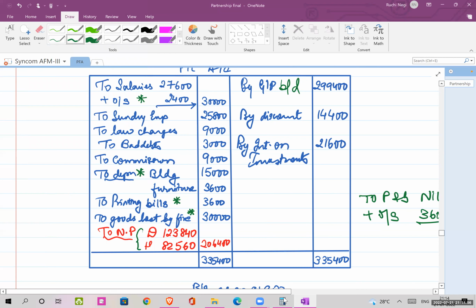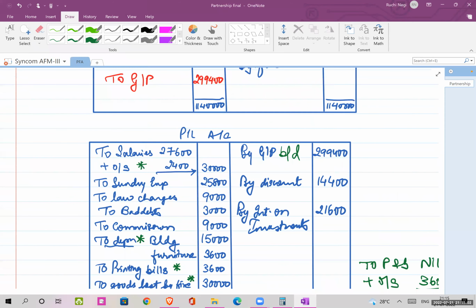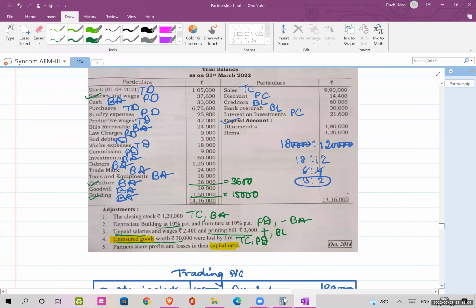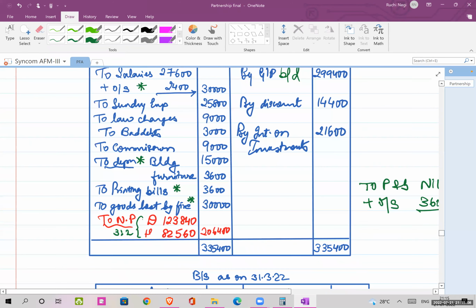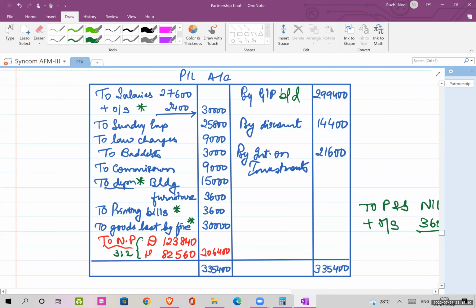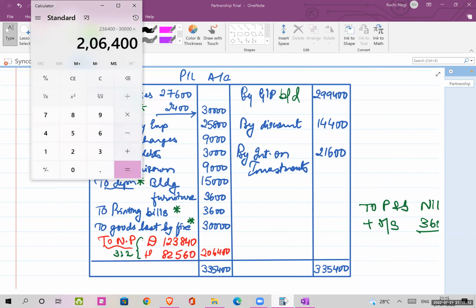which I just told you about. What was our capital ratio? 3:2. I just showed you the calculation of this capital ratio. I'm talking about this 3:2. Okay, so divide this into 3 divided by 5. So 1,23,840. Okay, 2,06,400 into next 2 divided by 5, 82,560.